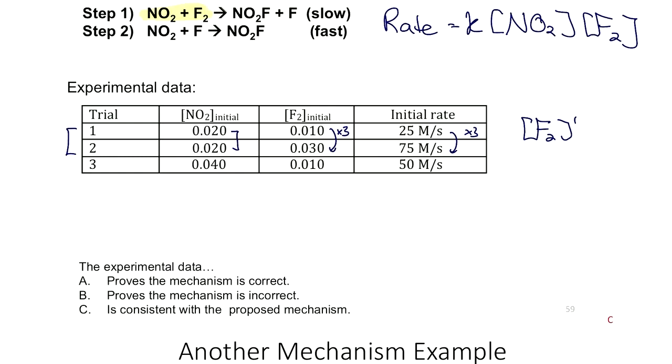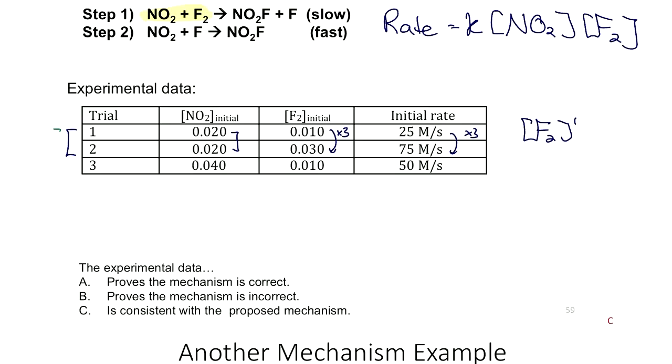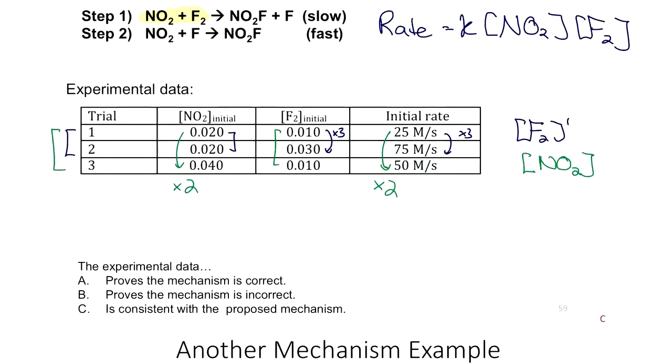All right, so I got one of the orders. Am I done? No. What trials do I want to focus on now? 1 and 3, because now F2 stays constant. I see NO2 is doing what? Doubling. And then the initial rate is doing what? Also doubling. So what does that imply about NO2? Also first order. So if this was online homework, which was due yesterday, what would you say the rate law was for this reaction? Rate equals K times NO2 to the first order, F2 to the first order.